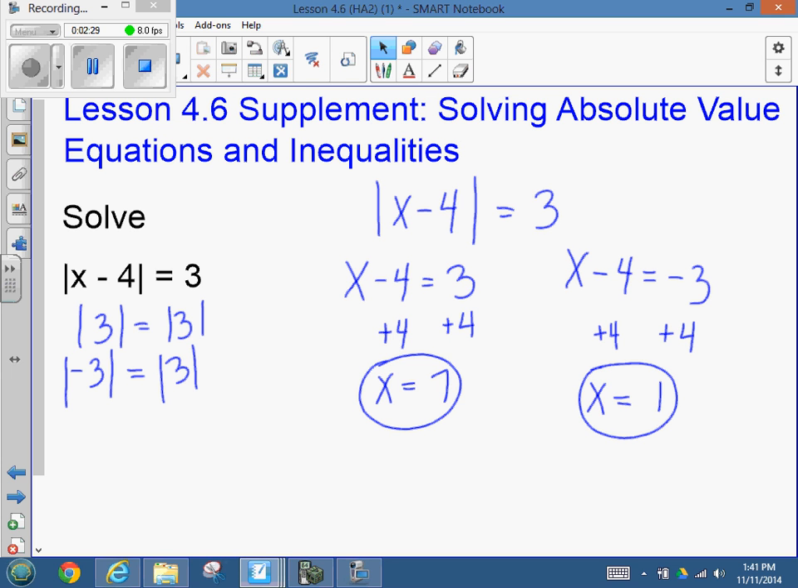I can add additional operations as well to the absolute value, either inside or outside the absolute values, and I'll show you some different variations on those problems.